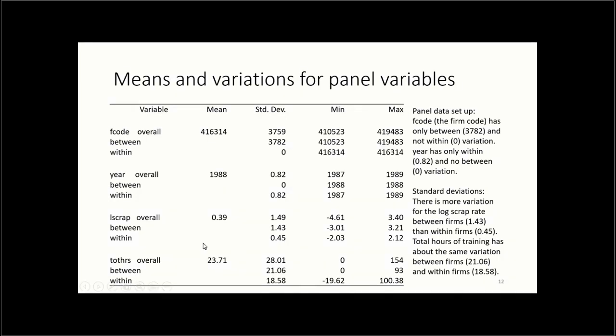In terms of total hours of training that they have, we see that these two numbers, 21.06 and 18.58, are almost the same. So this means that the total hours of training have almost the same variation between the firms, from one firm to the next, and within the firms over time.